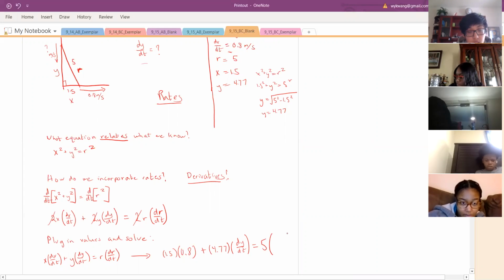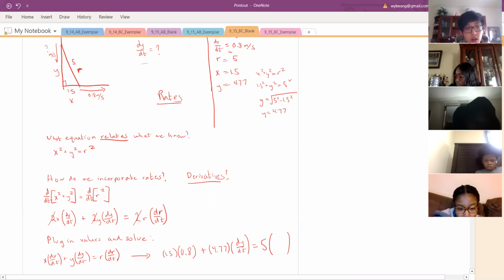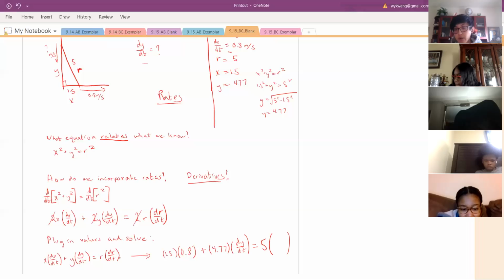Our r is 5. And then this might be kind of confusing, but I would like some people to participate in chat. What do you guys think dr over dt is? So it'd be the rate at which r is changing, if you think about it in that sense. If anyone wants to just chime in the chat. Okay, Samantha said 2 pi. Can I get a few more thoughts on what dr over dt would be?